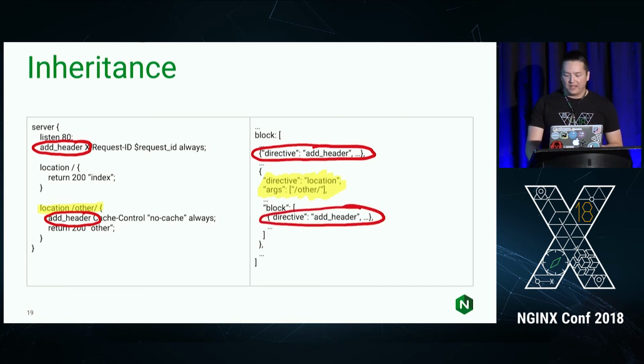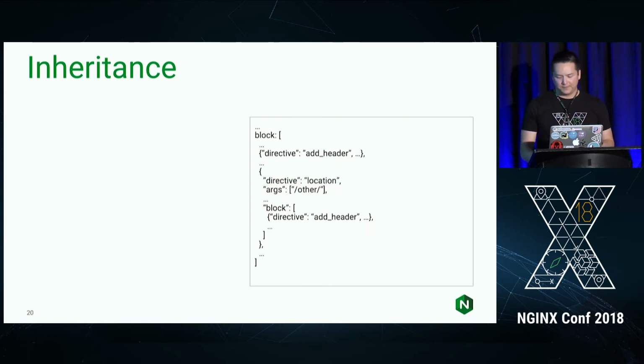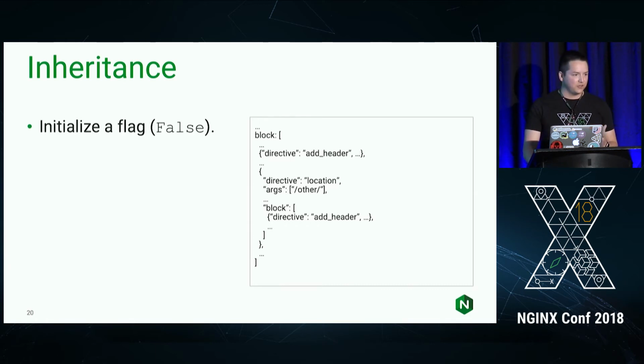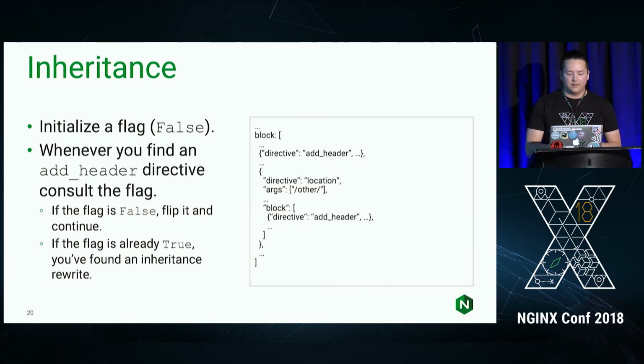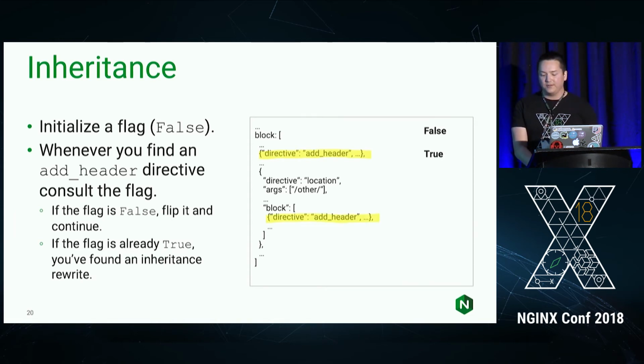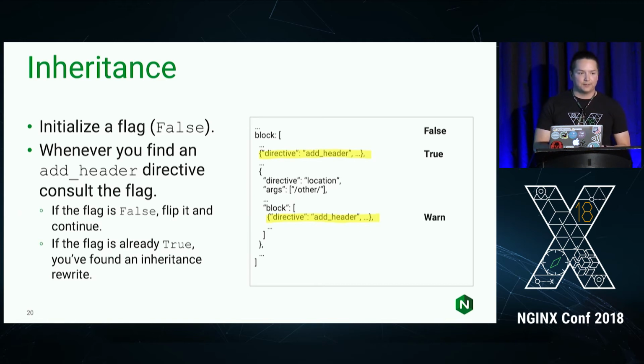So if we were thinking about how to analyze this, we could come up with some steps, right? First, we could initialize a flag as false. Then as we step through the tree from crossplane, every time we see an add_header, we can consult the flag. If the flag is false, we can flip it to true. The next time we see add_header, if it's already true, we know we've seen it before. Therefore, we're overriding the context of add_header. So that would look like this. Initialize as false. We go through the structure, find the first add_header. We see it's false, flip it to true. But the next time we see add_header, we see that it's already true, and so we know to raise a warning. That's how you can catch the inheritance.